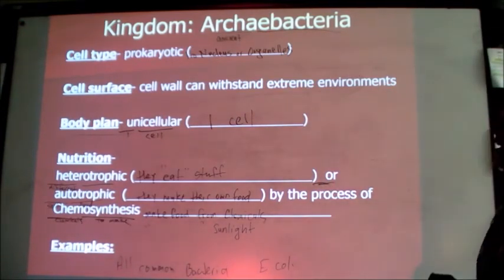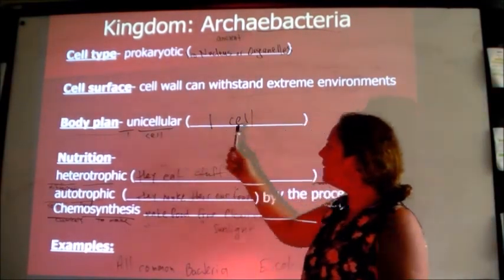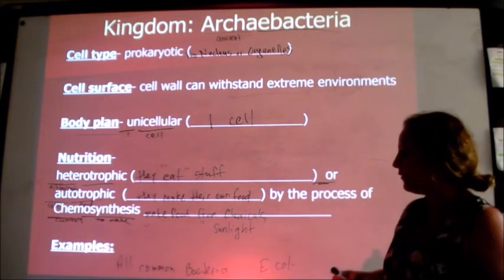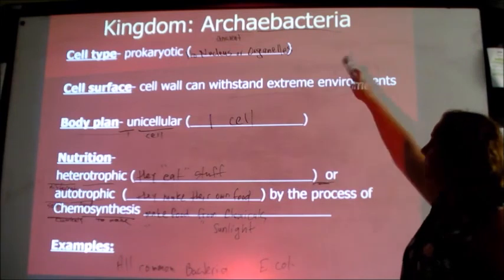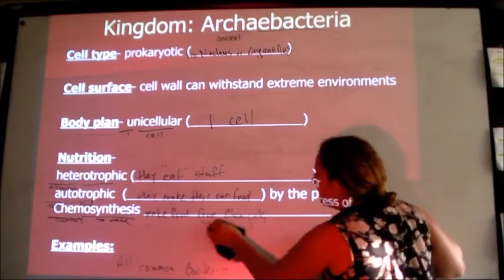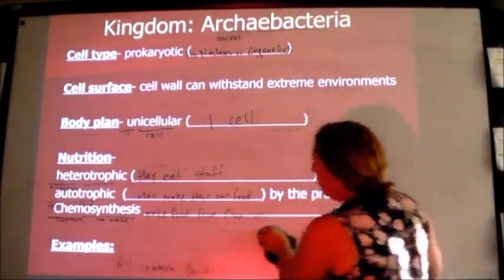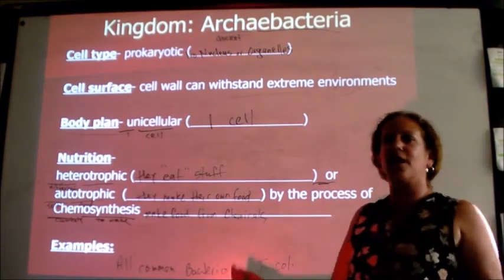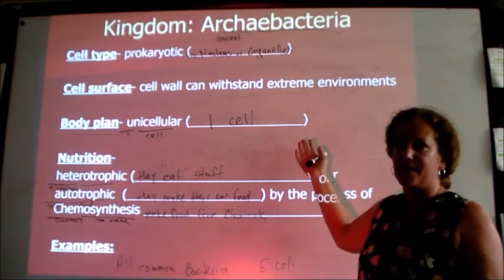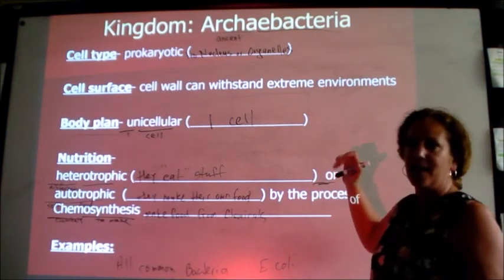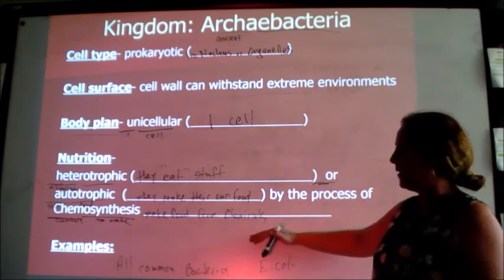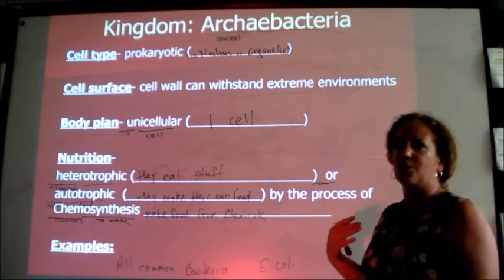These guys also have a unicellular body plan, one cell. They are heterotrophic, so they eat stuff, or they can be autotrophic, which means they make their own food. But these guys are going to make their food by the process of chemosynthesis. All right, so if I'm 7 miles deep in the ocean, there's no sunlight there. It would not be advantageous to me as a species to make my food from sunlight when there isn't any. If I'm buried 2 miles under the ice, same thing. If I'm in a volcano, there's no sunlight there. So these guys don't use sunlight. They're just making food from the chemicals that are surrounding them.